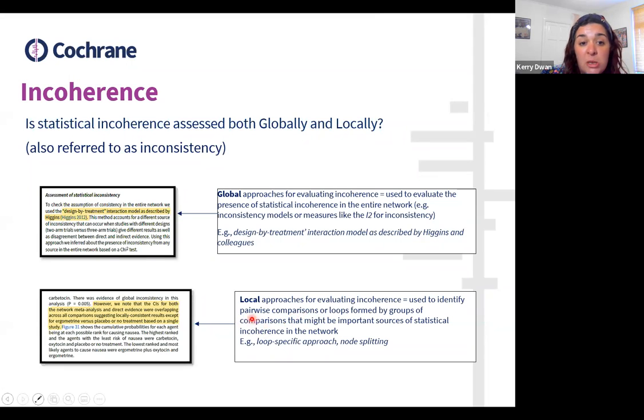Although it wasn't mentioned in the methods, they do mention using local approaches in the results as well. So it's about making sure the methods section is consistent with the results section.